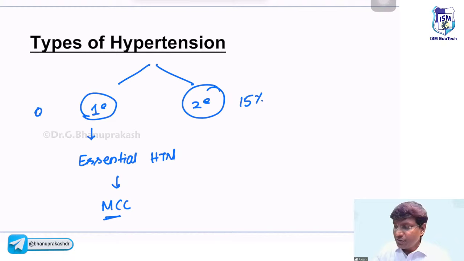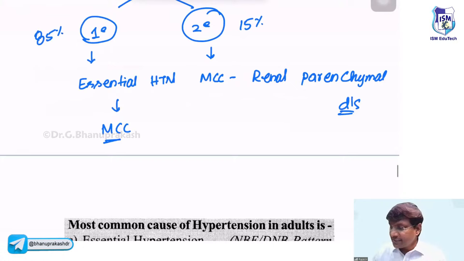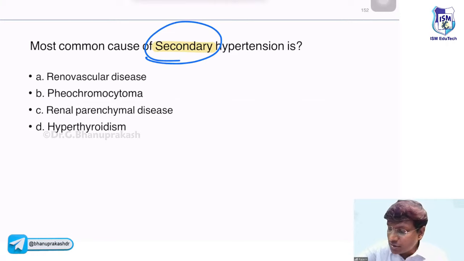All right? And in secondary hypertension, what is the most common cause? The most common cause will be renal parenchymal disease. So renal parenchymal disease will be the most common cause for secondary hypertension. All right? So yeah, the same question again: most common cause of secondary hypertension is what? The most common cause for secondary hypertension will be renal parenchymal disease. And the remaining are all causes for secondary hypertension. Okay. But among all these, the most common cause will be renal parenchymal disease.